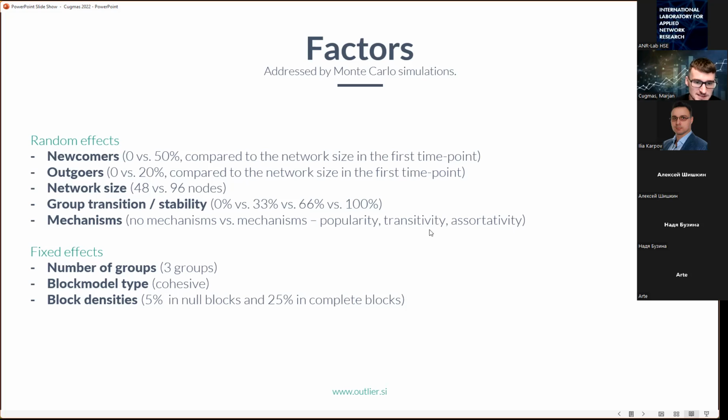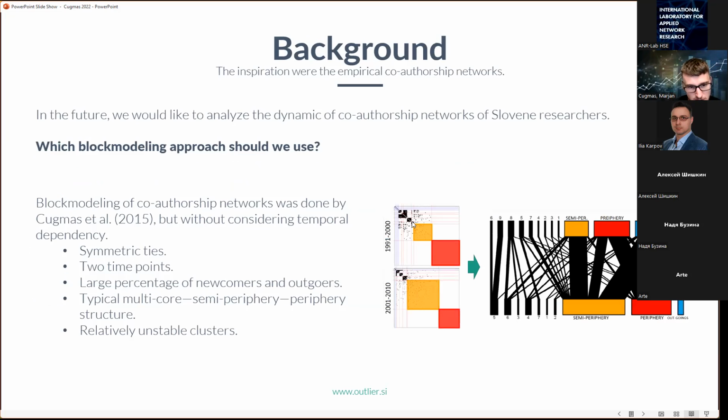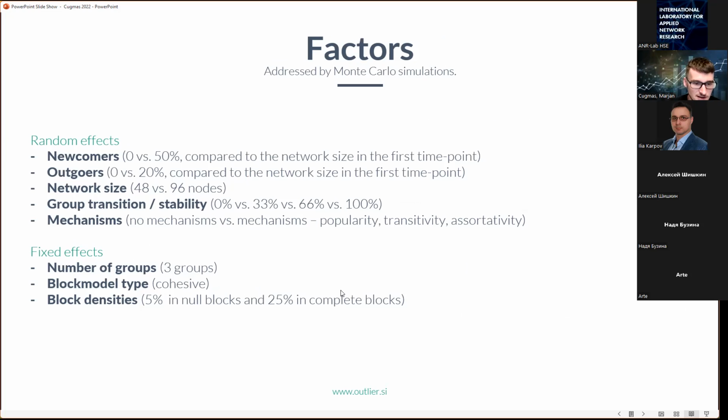We have only one type of transitivity here because we do not have outgoing shared partner mechanisms, because we have symmetric networks now. And then we have some fixed effects. We have 3 groups in all generated networks. We consider the cohesive block model type, which means only this part here or here. We did not consider semi-periphery or periphery. And also we did not consider these complete blocks outside the diagonal. These are called bridging cores. This is just to simplify these simulations a little bit. And we have only one scenario for block densities, 5% density in null blocks and 25% density in complete blocks.